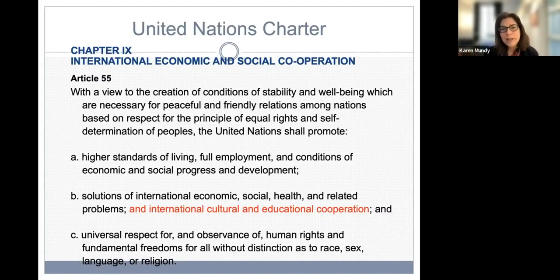Now, what's going on here? Why is this second part of the statement, focused on international, cultural, and educational cooperation, separated from social, economic, and health? Well, it's part of the backdrop of education and the role education plays within the domestic sphere of most governments.